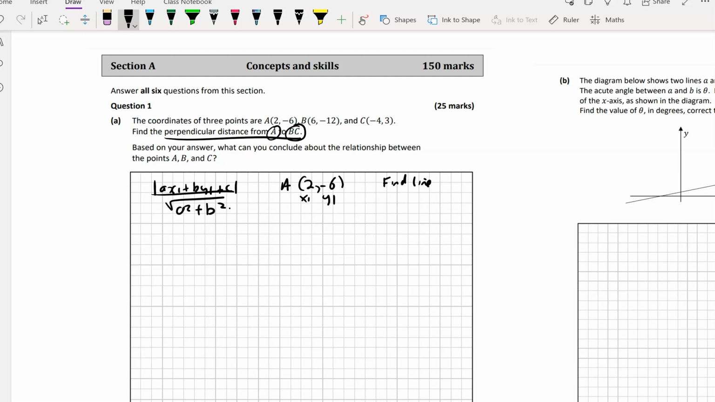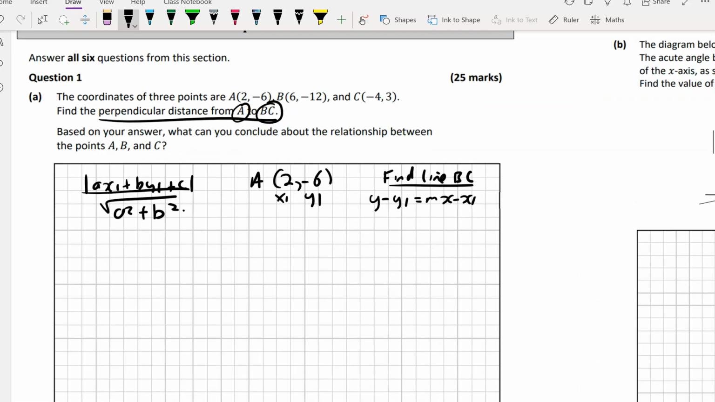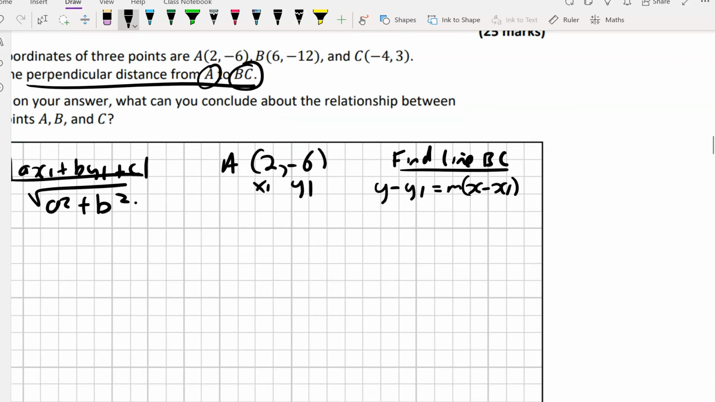Find line BC. To find the equation of a line, we use our formula, y minus y1 is equal to m times x minus x1. So we need to know two things. We need a point on the line, and we need to know the slope of the line. Let's start with our slope. So it's the slope of the line BC, so we'll let this be x1, y1, this be x2, y2, and we'll fit into our slope formula.